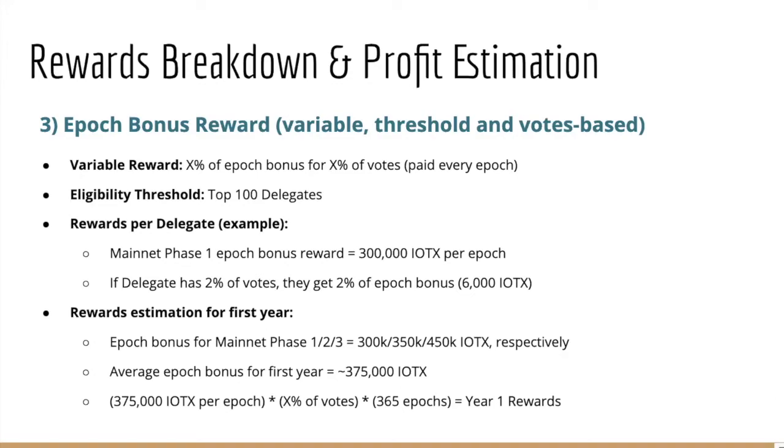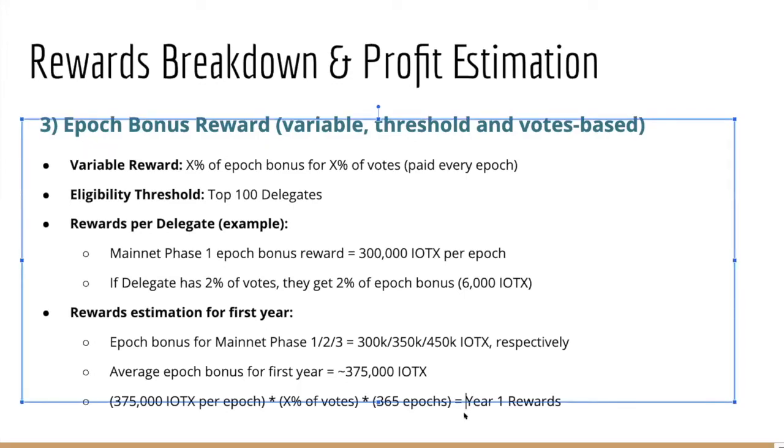So the basic way to calculate the epic bonus reward would be taking the average of the epic bonus across mainnet phases 1, 2, and 3, which is roughly 375,000 on average, and taking the percent of votes that you expect to maintain throughout the year, and that gives you a very accurate estimate of what this piece of the rewards will contribute.